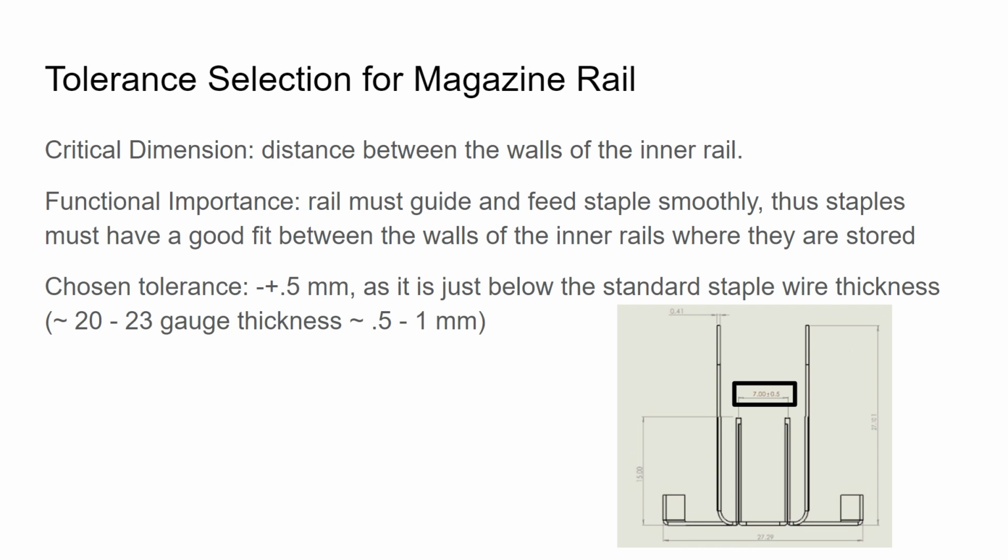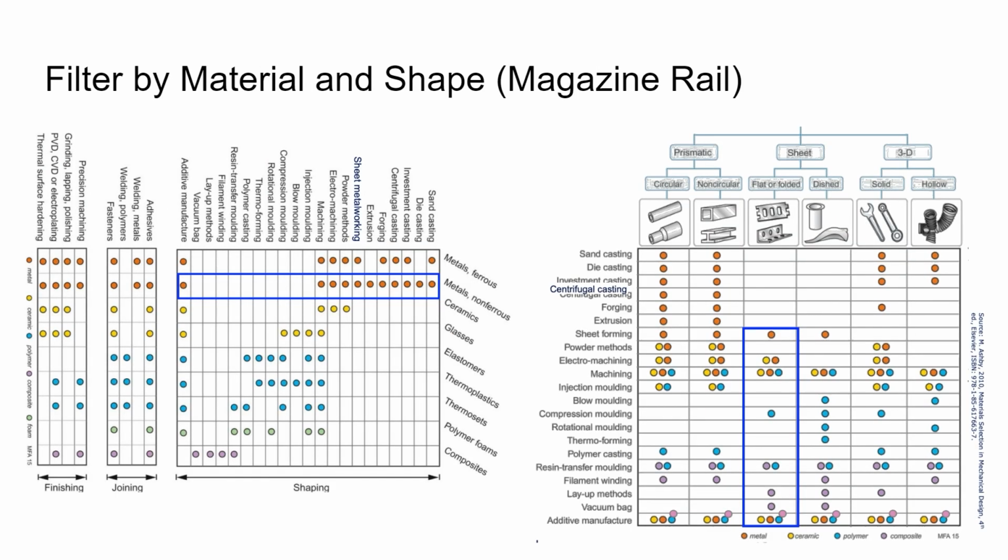One thing we had to make sure of was that we kept the critical dimension between the walls of the inner rails. We chose 0.5 millimeters based on the variance in thickness of staples to make sure that they were able to still fit and the staple gun was able to perform its function.